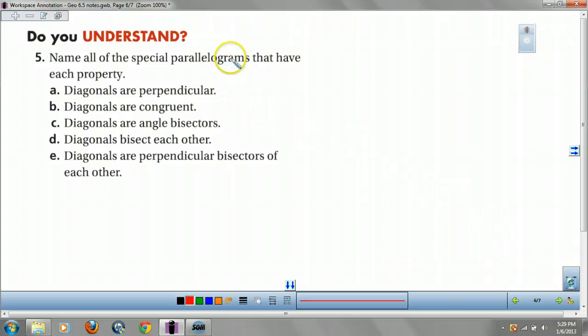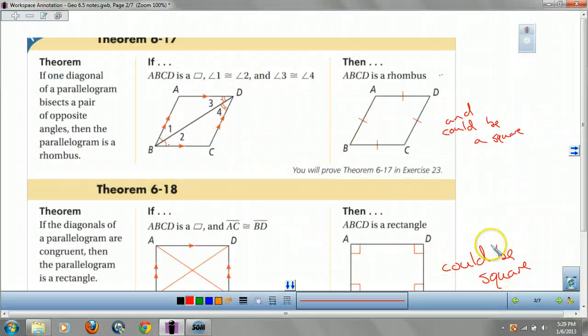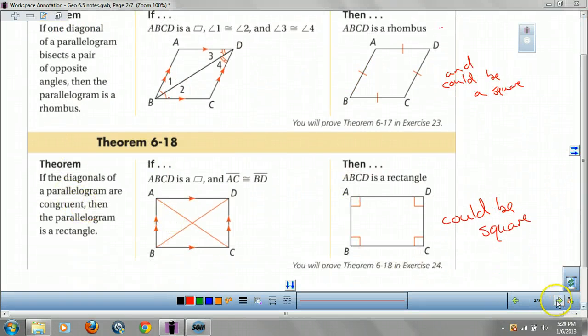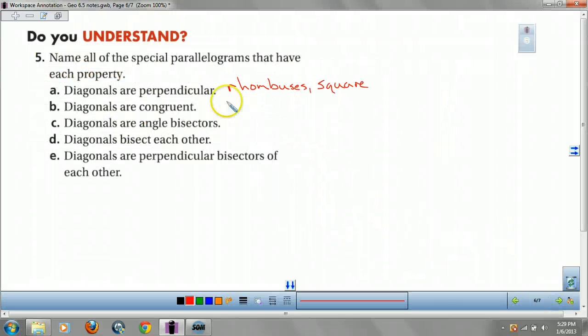I'm sorry. Okay. Which special parallelograms have the property of diagonals are perpendicular? Well, if we look back, we can see that rhombuses do. Now remember, if a rhombus does, so does a square. Okay? Alright, now which one had congruent diagonals? Oh look, it's a rectangle. And if it could be a rectangle, that means it could also be a square.